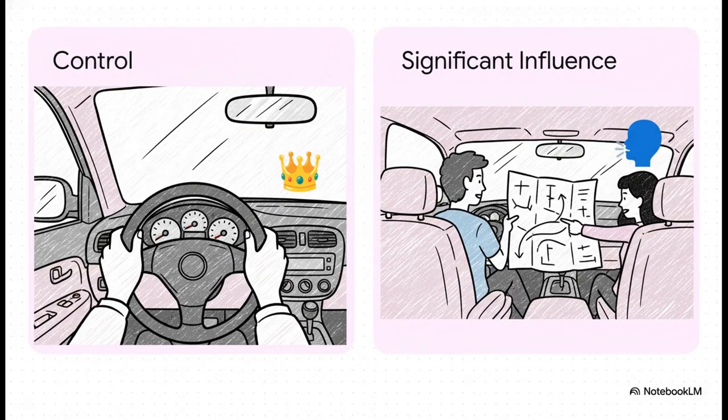You know, the rules make a really key distinction here. Think of it this way. Control means you're actually driving the car. You're setting the direction. Significant influence means you're the passenger who has the map and a very, very strong opinion.